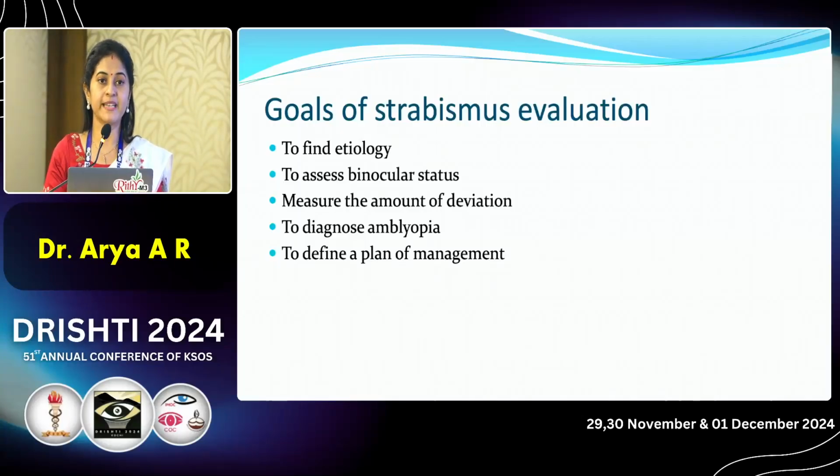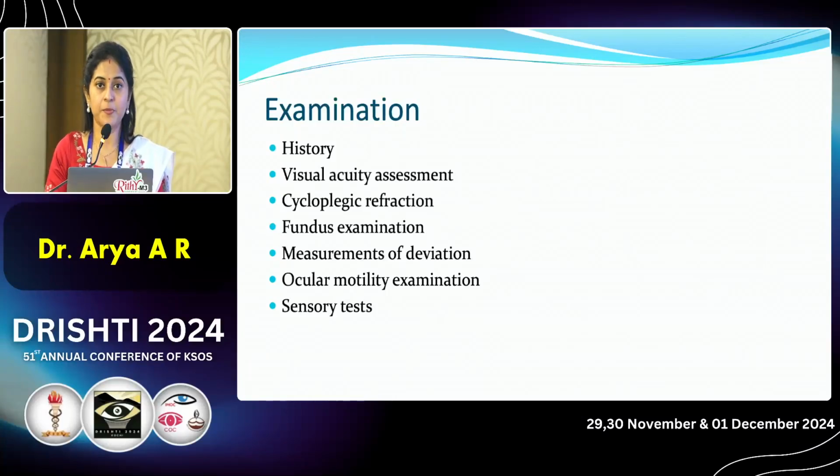So what are the goals of a basic strabismus evaluation? To find the etiology, to assess the binocular status of the patient, measure the amount of deviation, to diagnose amblyopia, which is very, very important in a strabismus evaluation, and to define a definite plan of management. In the examination part, you have to take a detailed history, including the birth history, family history, and also history of using any spectacles, patches, or any surgeries done in the past. Cycloplegic refraction is very important, without which a strabismus evaluation is incomplete. Fundus examination to rule out any other sensory cause for strabismus. Measurements of deviation, ocular motility examination, as well as the sensory tests.